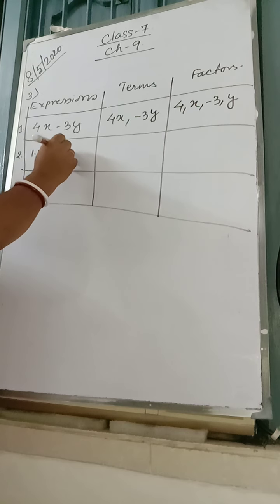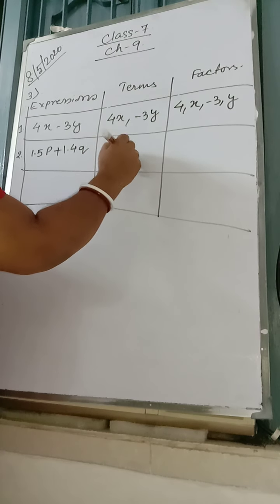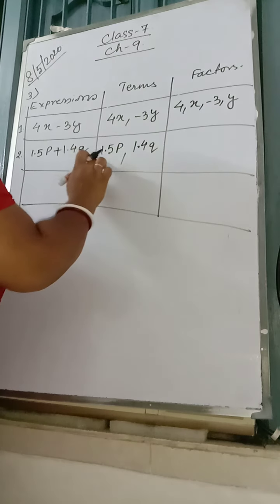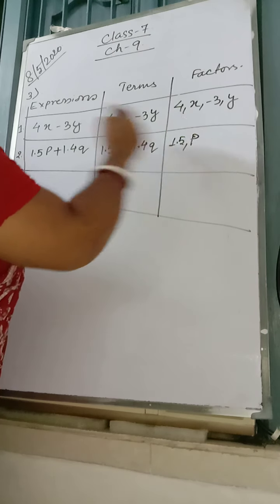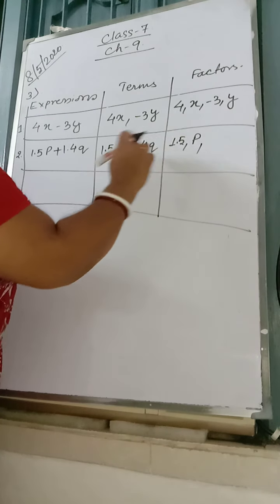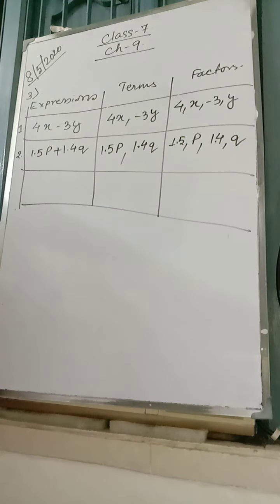Okay. Next is 1.5p plus 1.4q. So what are the terms? 1.5p is one term. Second we have 1.4q. Now how to get 1.5p? 1.5 into p. So 1.5 and p are two factors. Then what to get this? 1.4 and q. These are the factors.